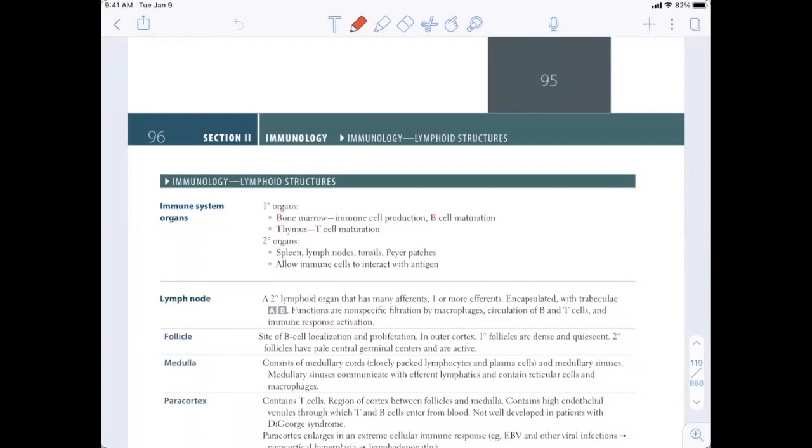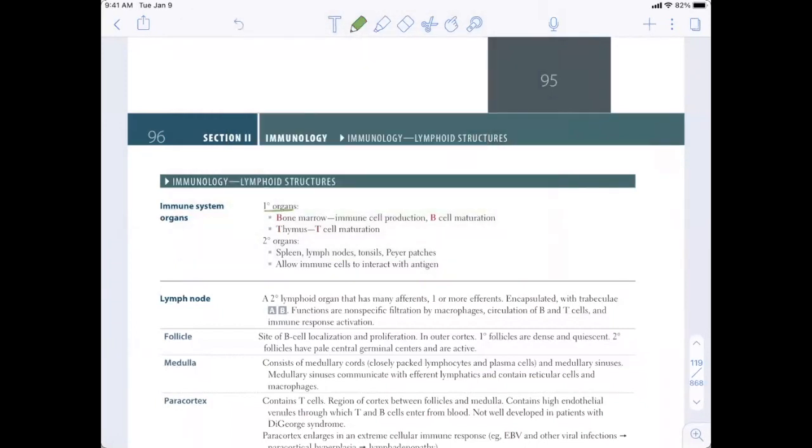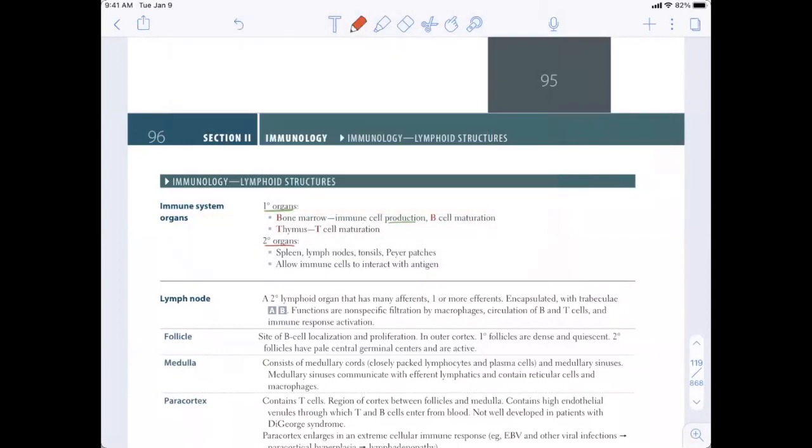Your secondary organs are not for production, but for interaction. The whole concept of immunology is to react to antigens, right? Is for your body to be able to react to antigens that it's been exposed to and fight them. So first, you must make the immune cells. Second, you must bring the immune cells and the antigens in contact. So that's the key thing here. And you will see this terminology again as we proceed. But the primary organs is for production, and the secondary organs are for interaction.